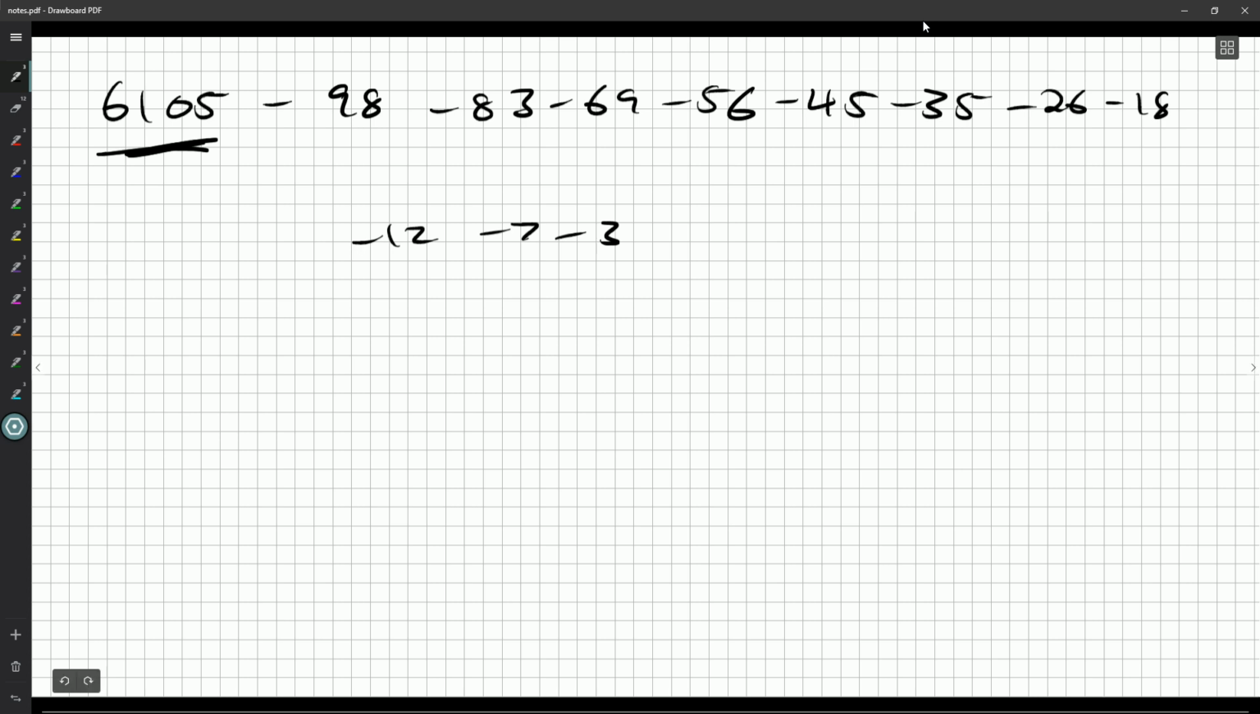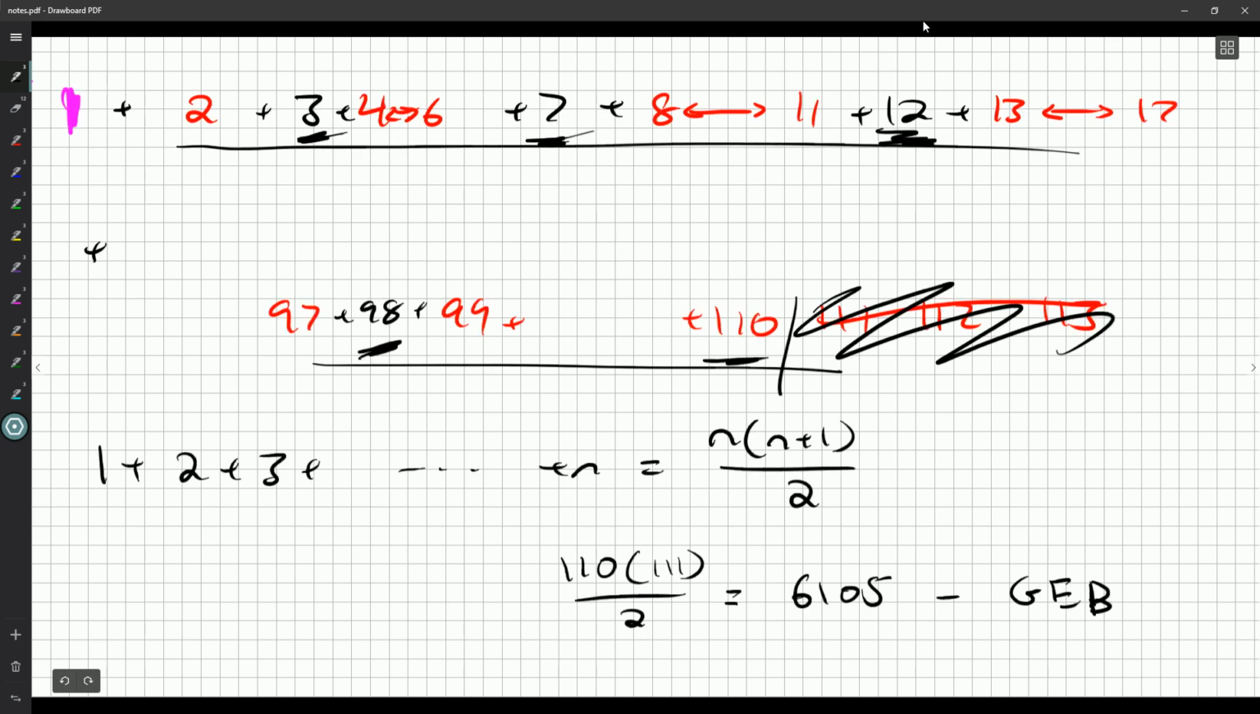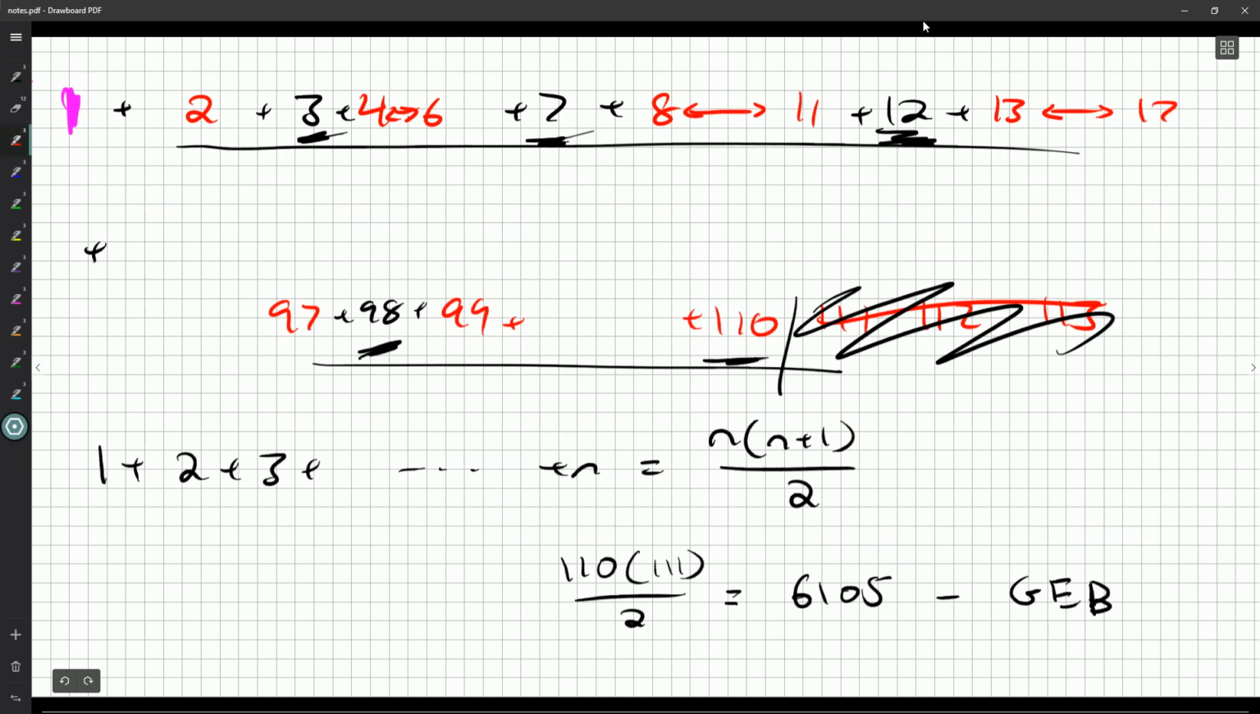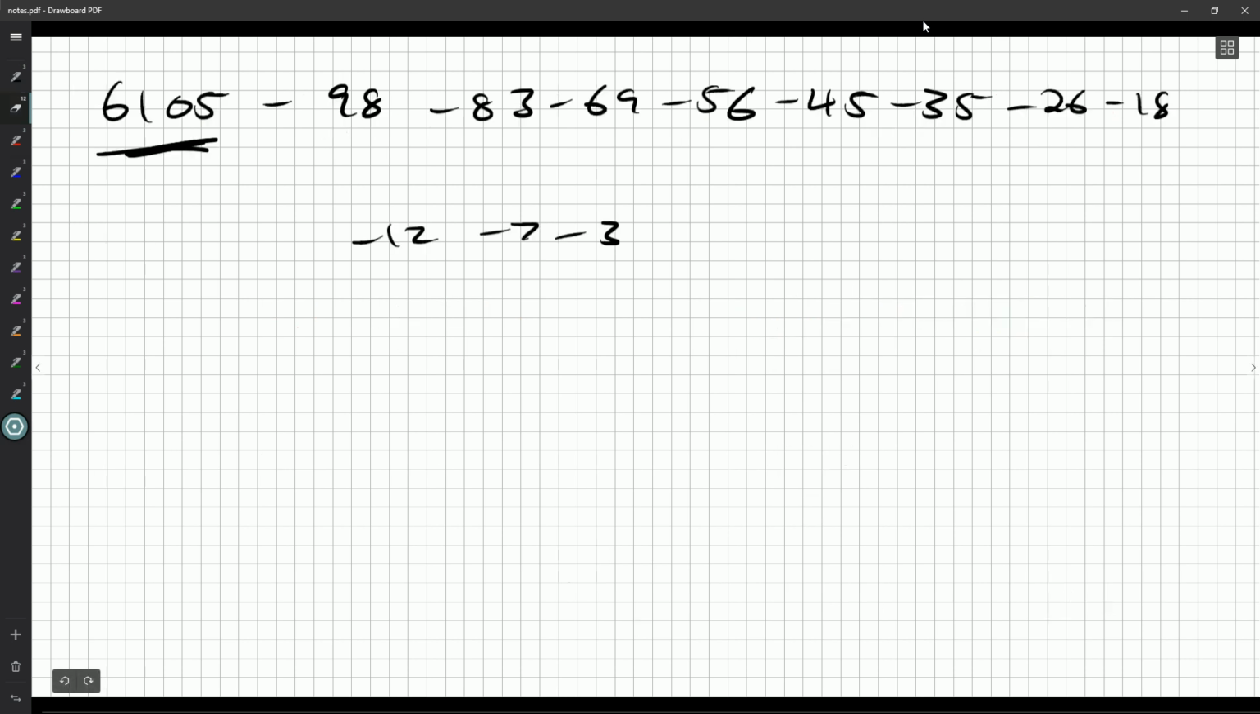Okay. Wait, why did I say I want the 99th term? I want the 100th term. So I'll need one more. So it'll be 6216. Okay. So that was the sum of 111 numbers.